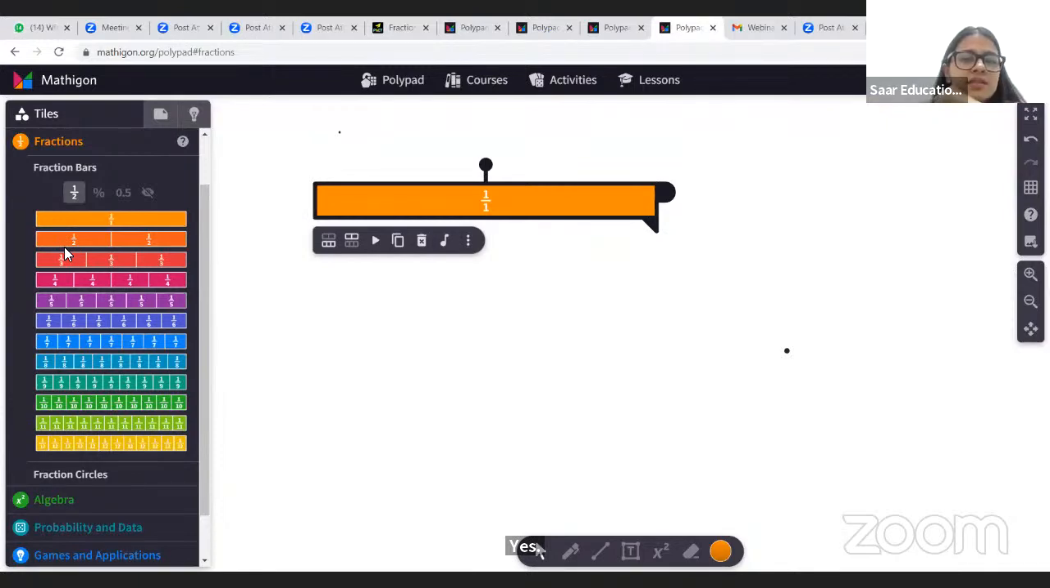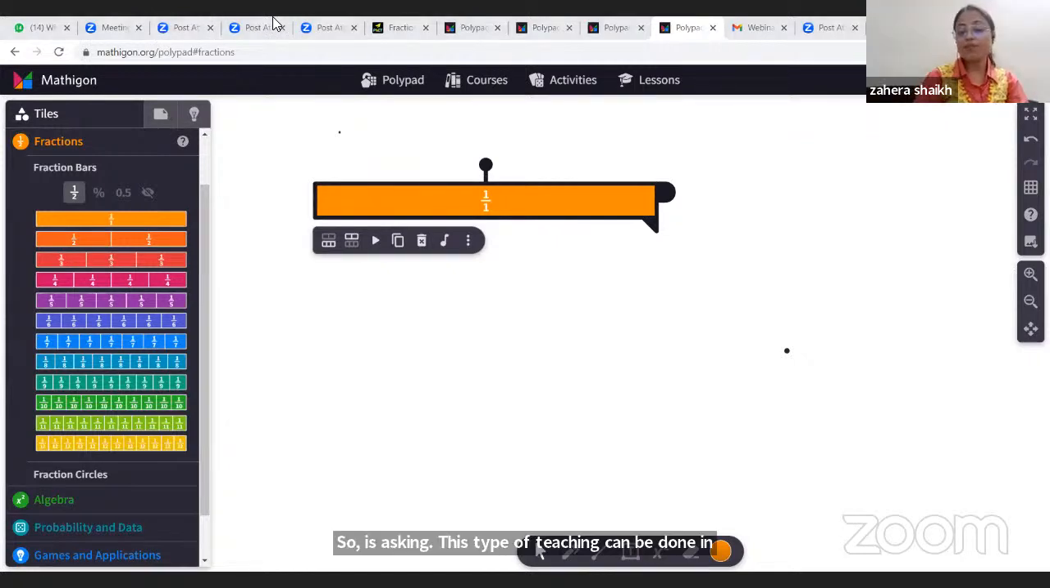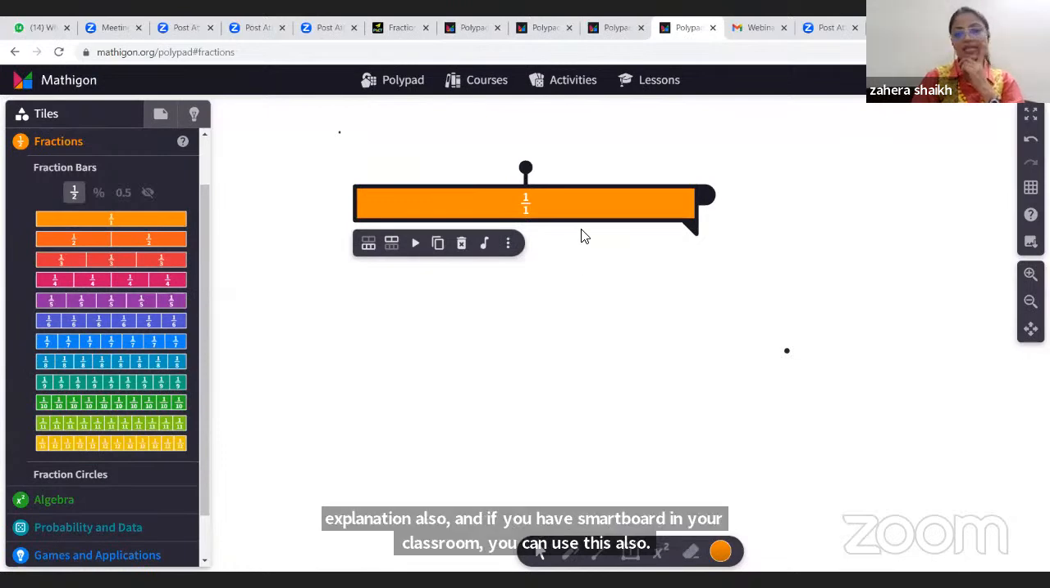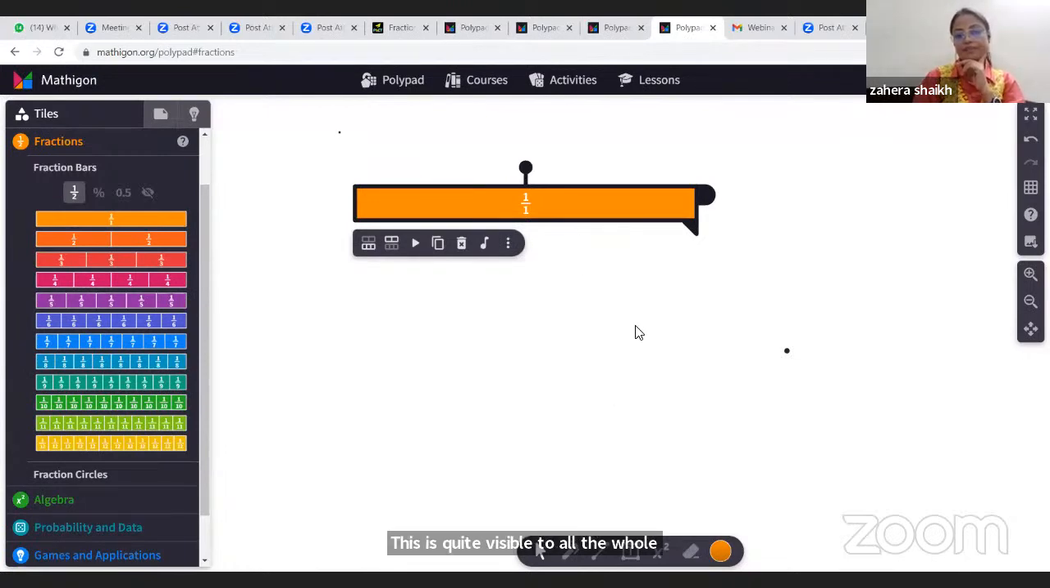So, ma'am, Miss Namrata is asking, can this type of teaching be done in online mode only? No, this is possible in your physical offline classes also. I'm asking you to use this kind of fraction tile, physical fraction tiles, in your classroom, right? And for your own understanding and practice, you can use this site or you can ask the students to practice at home if they have internet connections. These are the free sites which we can use for practicing and explanation also. And if you have a smart board in your classroom, you can use this also. This is quite visible to the whole class at a time, right?